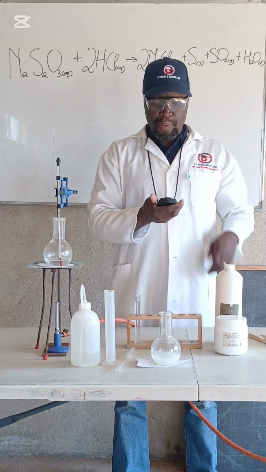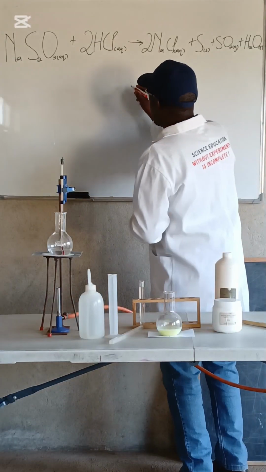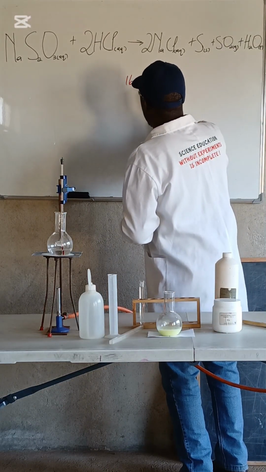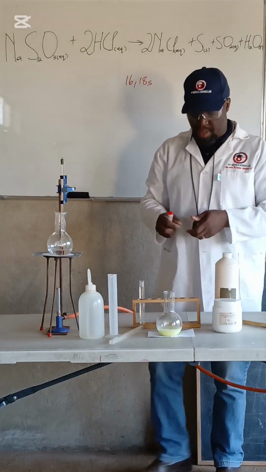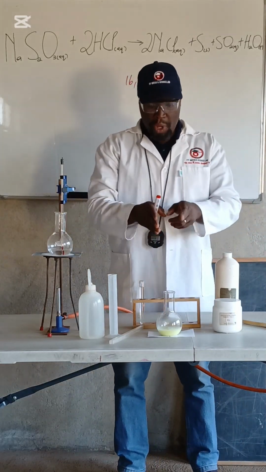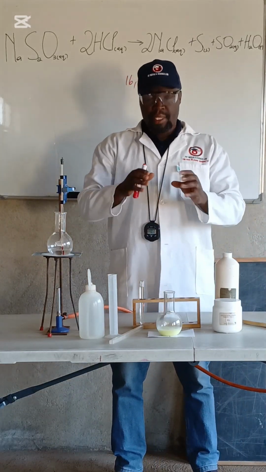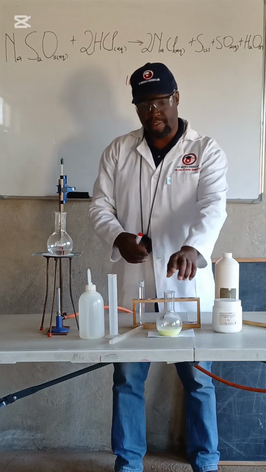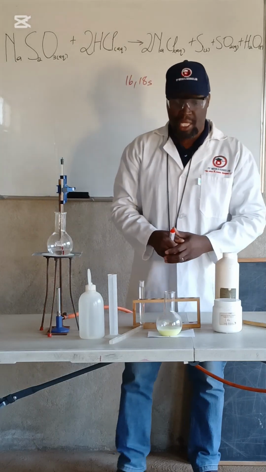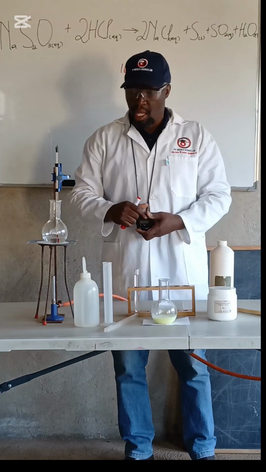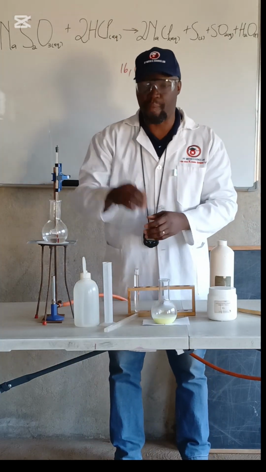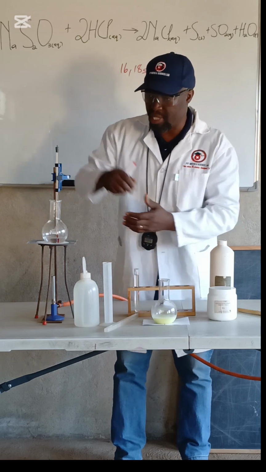The cross has disappeared. It took about 16,18 seconds. Now, with this experiment, the time it took the cross at the bottom of the flask to disappear is 16. Now, let's look at the one which was heated to a temperature of about 65 degrees Celsius.